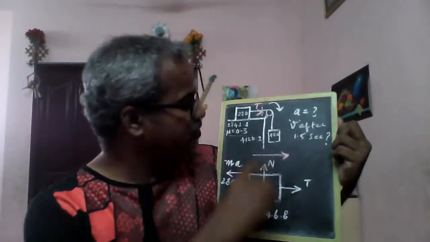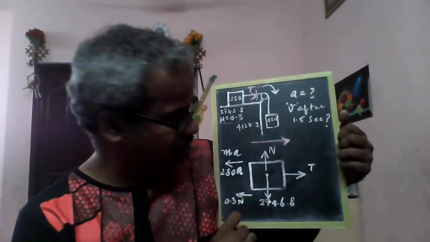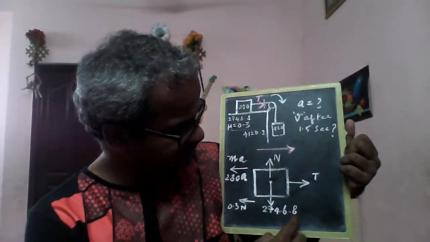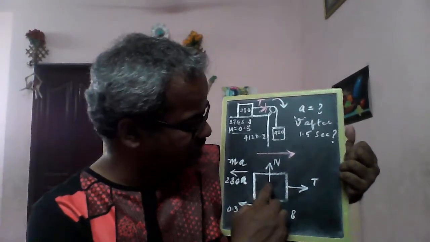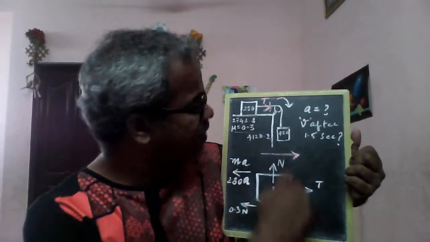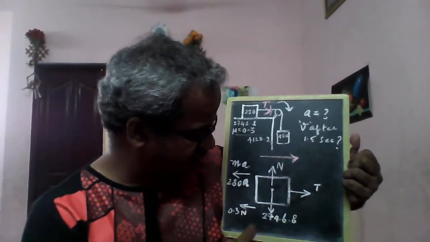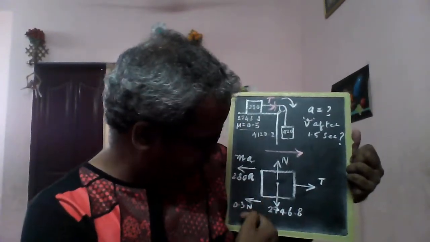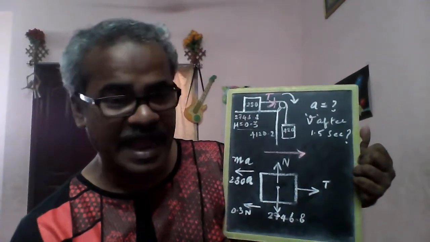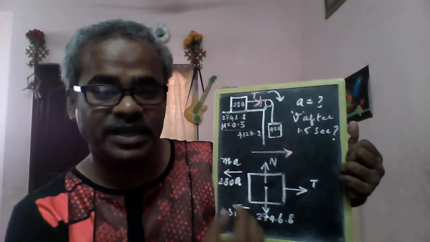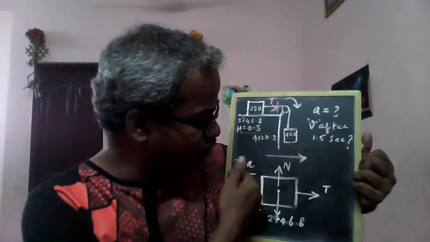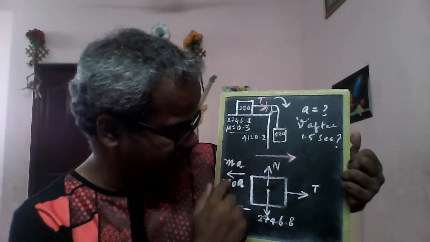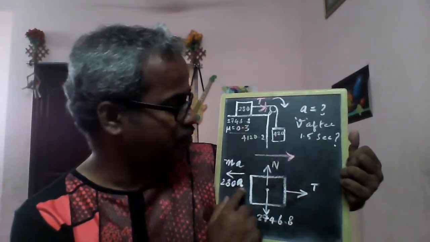So we will see the first block. For the first block, the weight is 2746.8 acting downwards, and there will be a normal reaction acting upward. Then there is the tension in the string T on the right side. Since the block is moving to the right side, there will be a frictional force acting on the left side, that is 0.3 N. As this is a moving body, to keep it in dynamic equilibrium, I have to add one more inertial force, that is mass into acceleration, 280 into A. This A we have to find out.